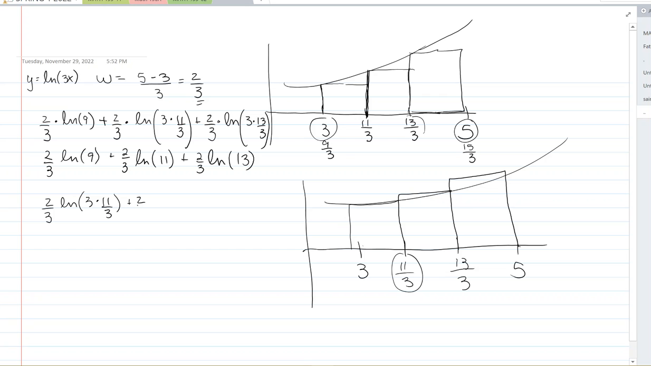And then the same thing, 2/3 natural log of 3 times 13/3, and then 2/3 natural log of 3 times, and then the last number, 5. So a right Riemann ends on the last number, the left Riemann starts with the first number. Okay? And it helps to kind of draw in the boxes. This is going to overestimate it, and again, this is a really bad drawing, but all of your rectangles are kind of over on the right Riemann. All right, what else do we have?